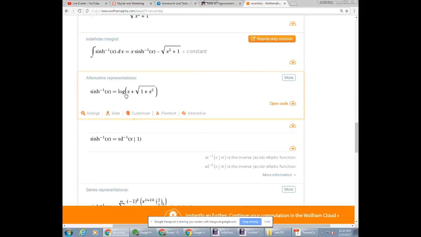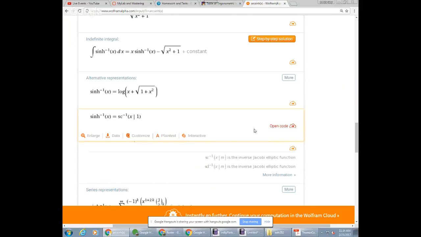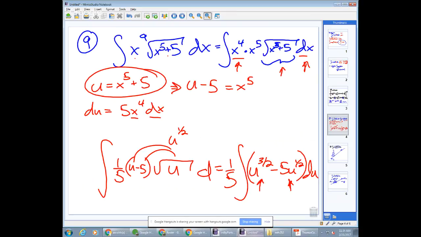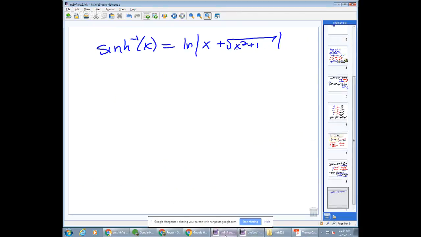So let's just look at this for a second. Let's see, where am I? Over here. So if I want to let this be my dv, basically I have to be able to integrate this, which means I have to integrate the natural log of the absolute value of x plus the square root of x squared plus 1.